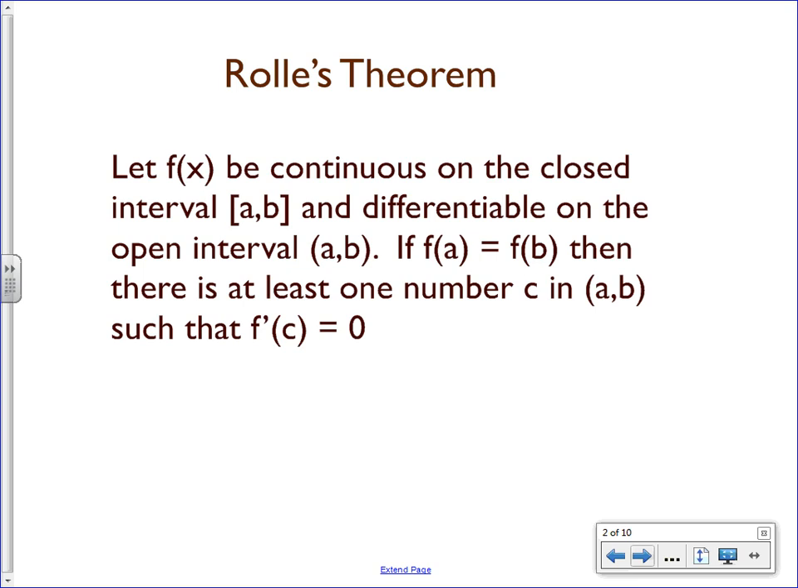Meet Rolle's theorem. Okay? If we have a function continuous on the closed interval and differentiable on the open interval, and we know the y values at A and B are the same, just like in our picture, then at some point there has to be an x value c where our derivative is 0.